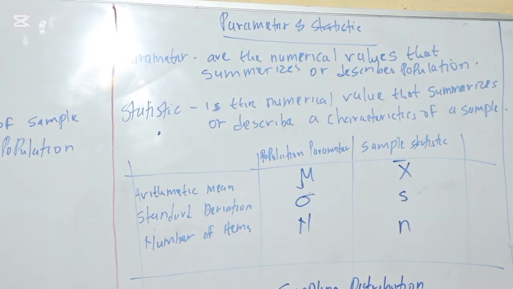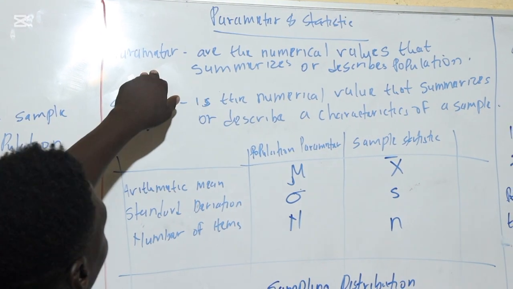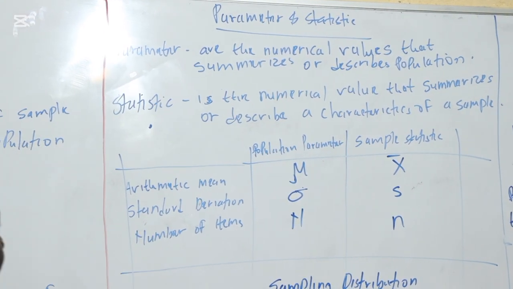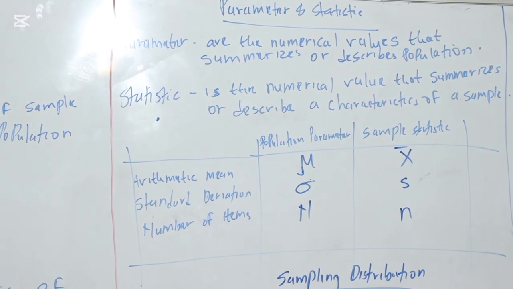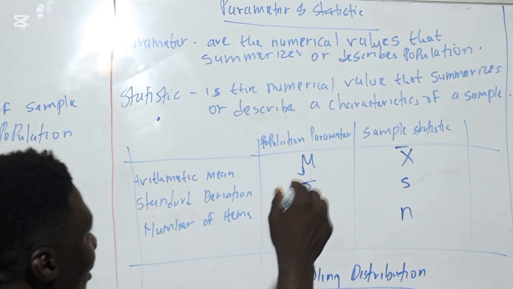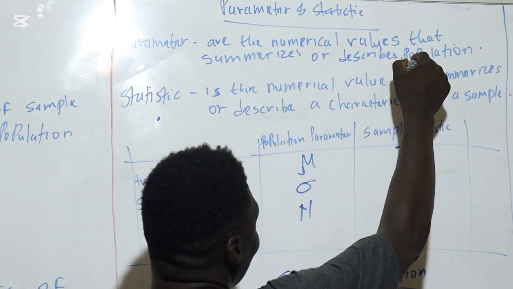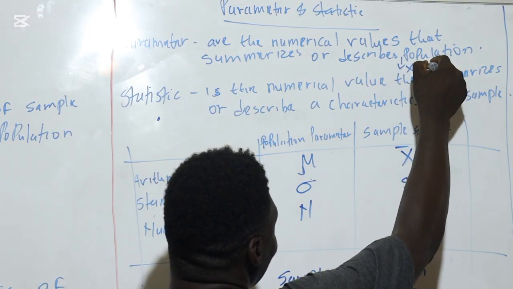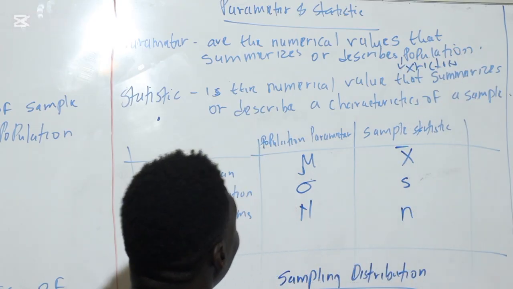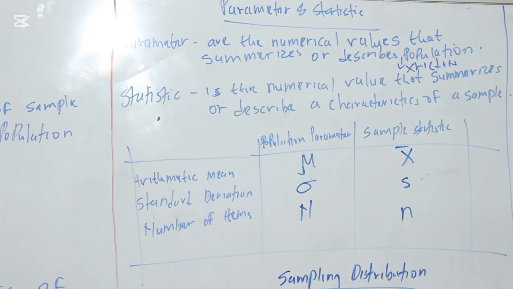Now a parameter, these are the numerical values that summarize or describe the characteristics of a population.